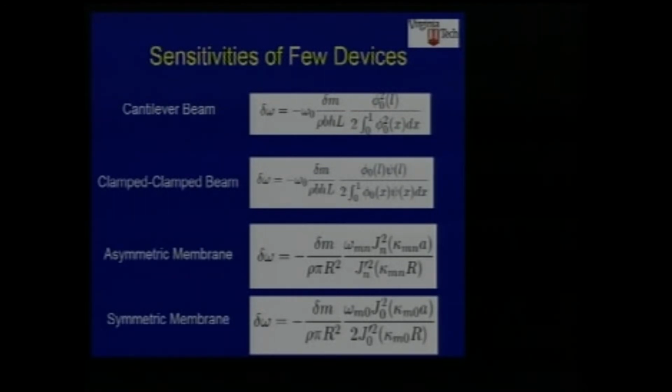The other one is the sensitivity is going to depend on the location where the mass is put. For example, for a cantilever beam, the maximum is going to be when you put it at the tip rather than other ones.